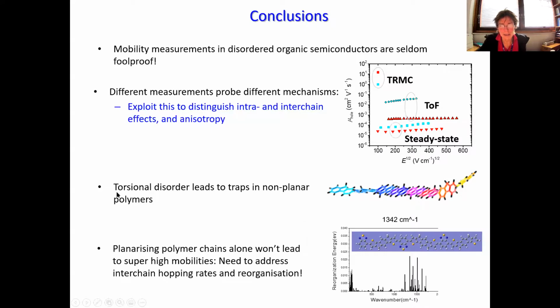We looked at case studies of 2 polymers. One, we showed that a torsional disorder could lead to traps in non-planar polymers, so I guess we should avoid those. And then, through a study of the IDTBT, we came to the conclusion that planarizing the polymer alone, although we can do that quite well, won't lead to super high mobilities. We still are going to be limited by the interchain hopping rates and reorganization energy. Conceptually, I don't think any of this is new, but still, it's nice to be able to pin down what's going on in different material systems.